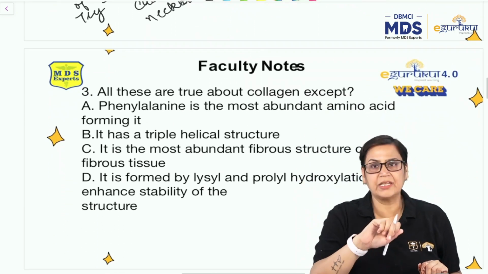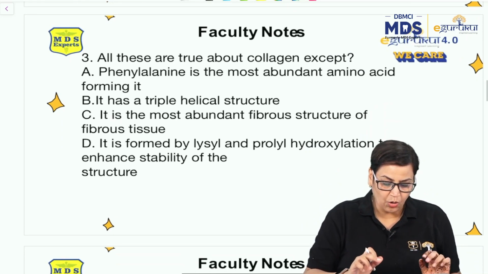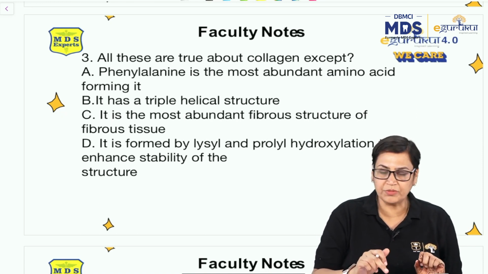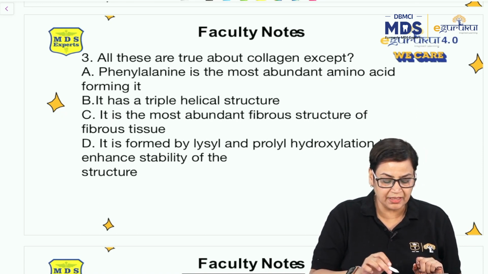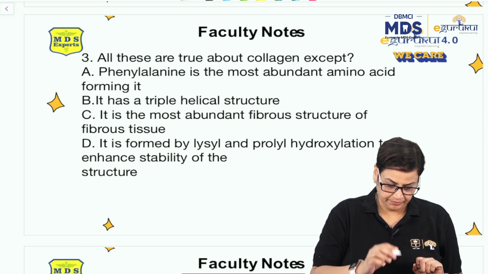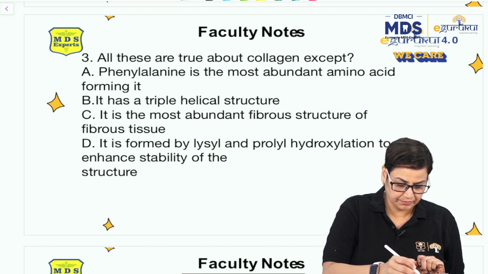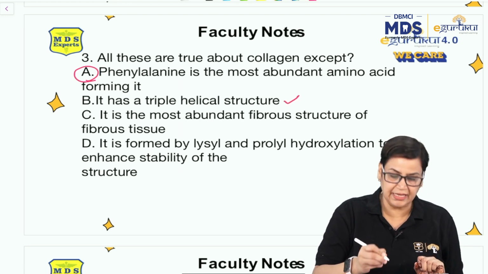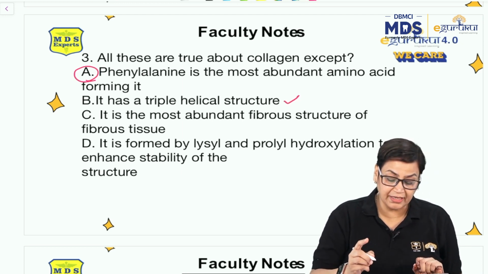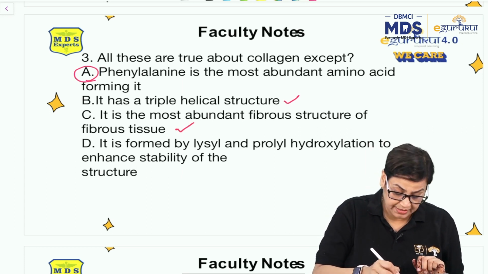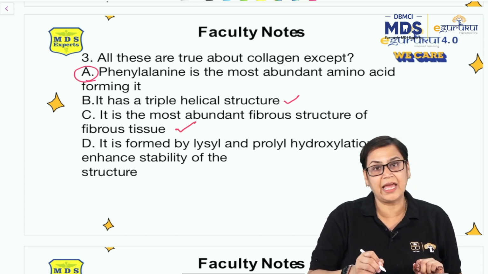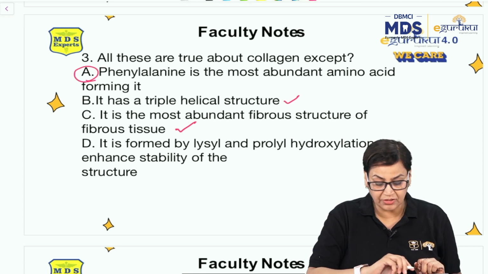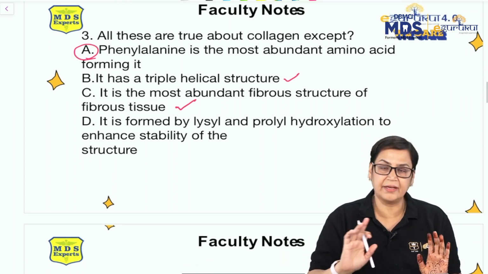Then moving on to question number 3: all these are true about collagen except. Let me read out all the options first. Phenylalanine is the most abundant amino acid forming it. The answer to this question will be this only, but let me read the other options also. It has a triple helical structure. Yes. It is the most abundant fibrous structure of fibrous tissue. Correct. It is formed by lysyl and prolyl hydroxylation to enhance the stability of the structure. So all the 3 other options about collagen are correct.